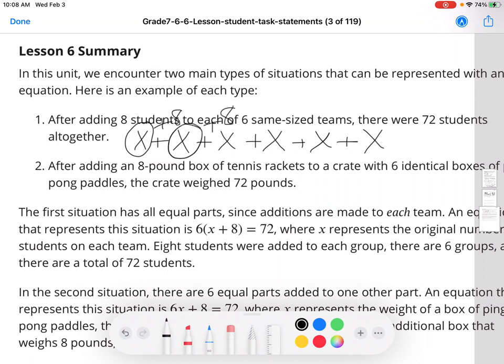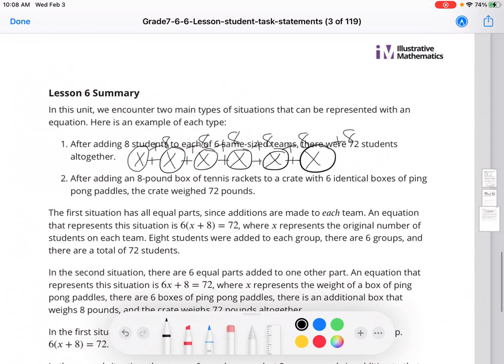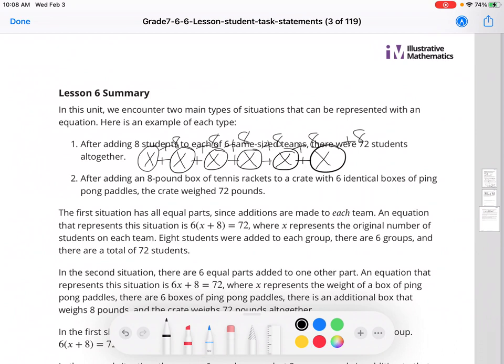Team 2, I added 8. Added 8 to team 3. Added 8 to team 4, to team 5, and to team 6. So now each of those teams is made up of the original number of players plus 8. And I have 6 of these teams. So I have 6 groups of that, which is a total of 72 students.